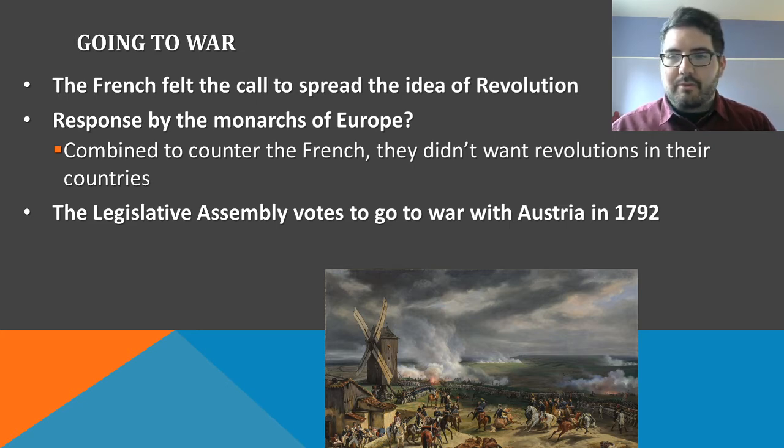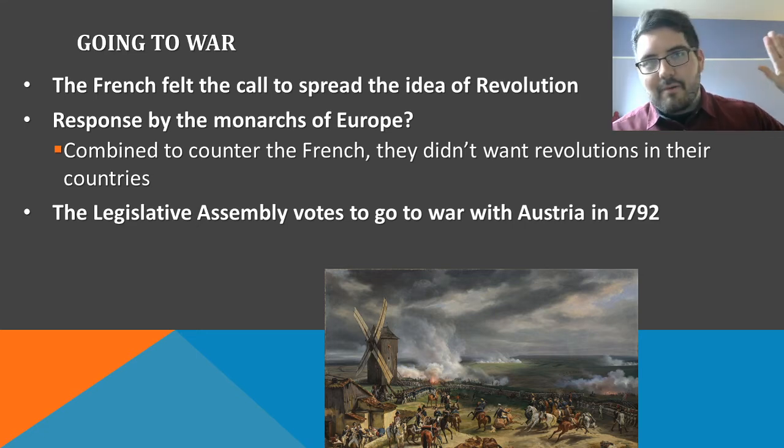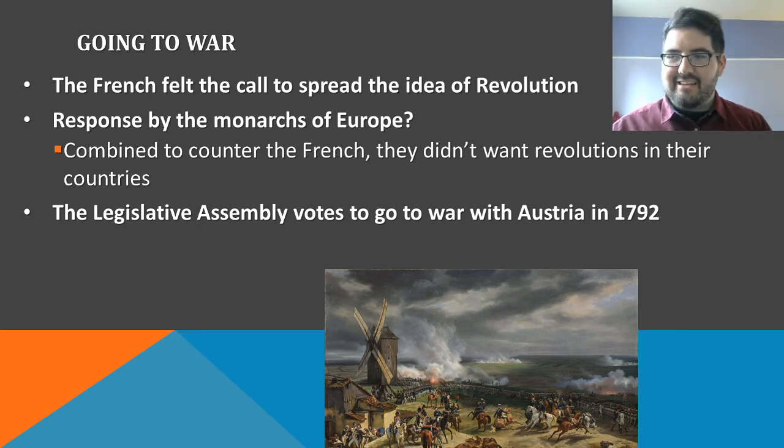But what was the response by the monarchs of other countries in Europe? Well, they combined to counter the French. They didn't want revolutions in their countries. So basically, keep your revolution and all your crazy ideas. We like having the monarchy that we have. We don't want you to bring in your radical notions into our countries, and we don't want our peasant populations rebelling against us. So the Legislative Assembly actually votes to go to war with Austria in 1792.